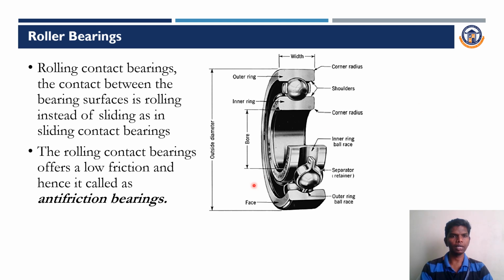So the last one is the roller bearing. In a roller contact bearing, the contact between the bearing surfaces is rolling instead of sliding, as in the sliding contact bearing. This diagram shows the roller bearing.